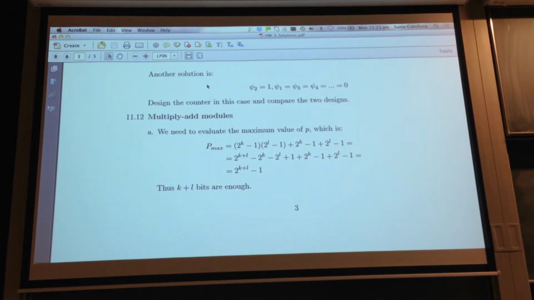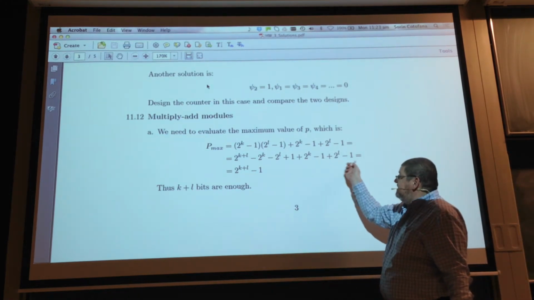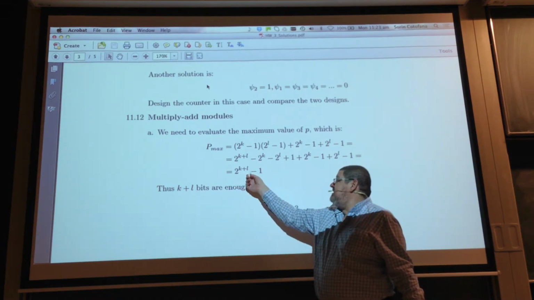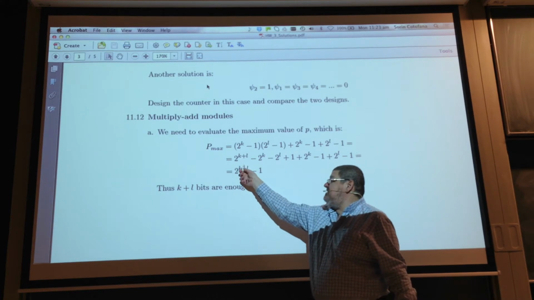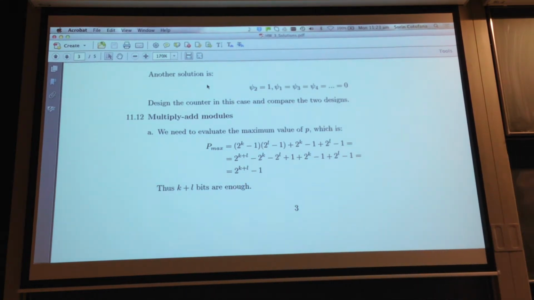If I would do things in signed numbers, then I will have maximum and minimum values. But the number of bits will stay the same. Now I do here some kind of multiplications, and at the end of the day, the maximum value is 2 to the power k plus l minus 1, which means that k plus l bits are enough. That should be clear for everybody. If it is not, we should revisit it.